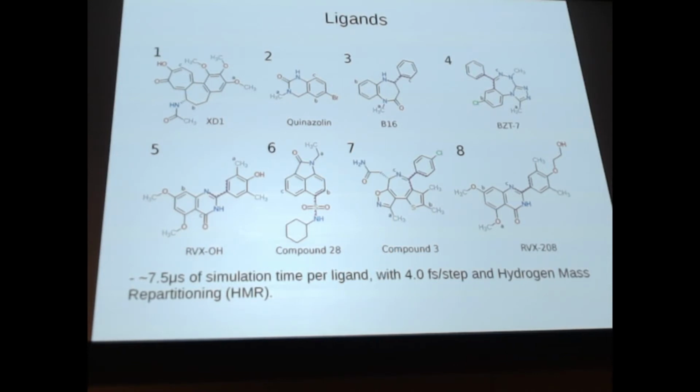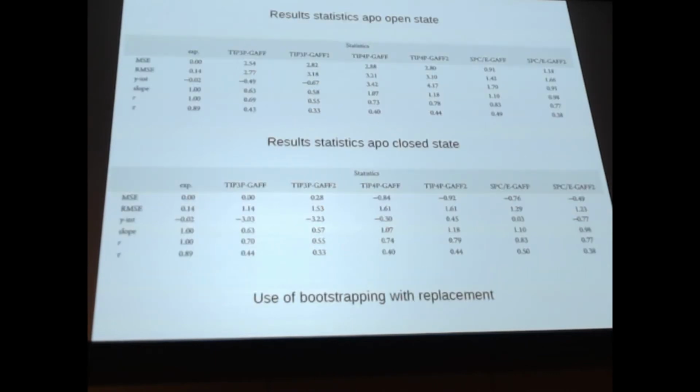So we tested it for 8 ligands binding to this first bromodomain. It's a lot of simulation time, but they're highly efficient. We could use 7.5 microseconds per ligand. We tested 8 different ligands and had some statistics using different water models, and trying GAFF and GAFF2. The one that performed the best was TIP3P... SPC/E with GAFF. You can see the correlation coefficient.